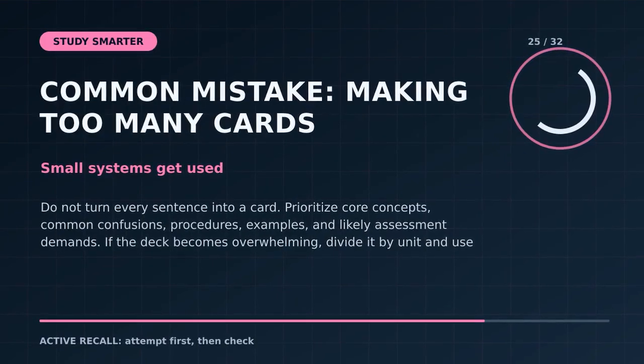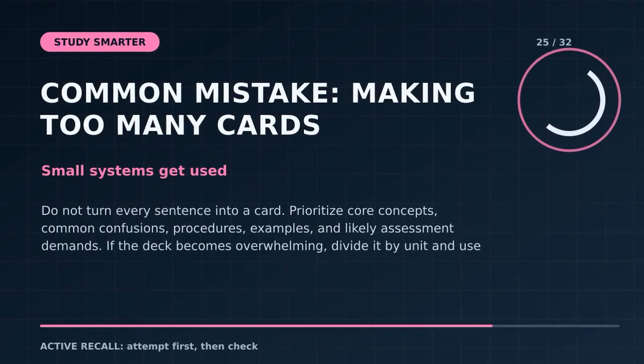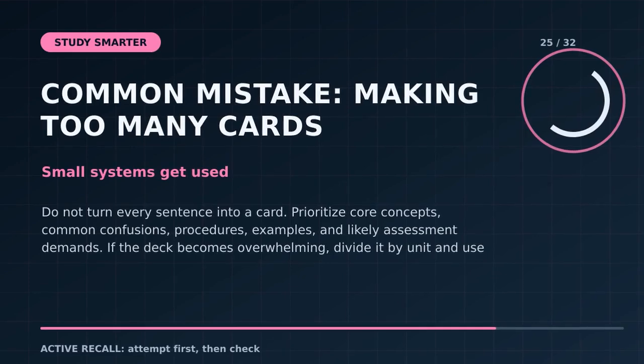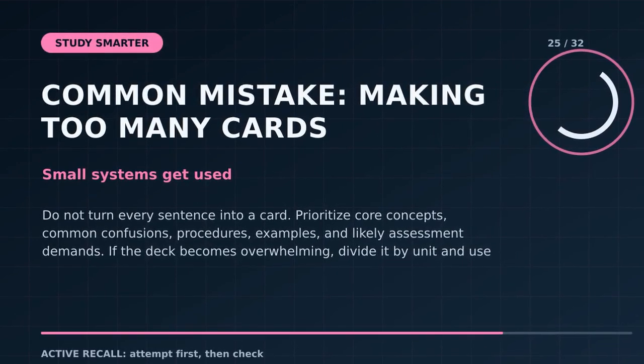Do not turn every sentence into a card. Prioritize core concepts, common confusions, procedures, examples, and likely assessment demands. If the deck becomes overwhelming, divide it by unit and use the error log to select. A smaller collection that you retrieve from repeatedly beats a giant collection you avoid because it feels impossible to finish.